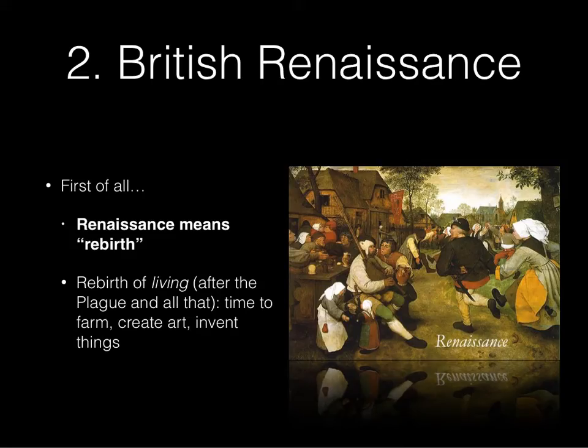Now we're on to part 2. We're talking about the British Renaissance. The first thing to remember is that the Renaissance means a rebirth. And we had things like the plague going on, all of these people, millions of people dying. And once we finally learned, okay, we can quarantine them and then life can go on, we had this rebirth of living. There was all of a sudden time to farm again and time to create art and time to invent things and think about who we are as people.